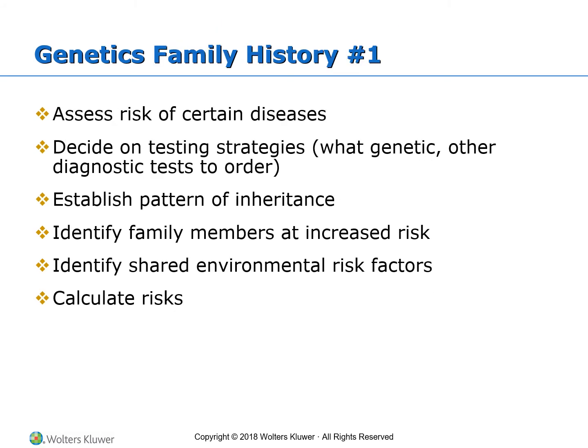As far as getting a family history, look at specific diseases that are inherited or genetic. The first thing you want to do is get a history. So that's the first step. Get your history, assess for the risk, and then what type of testing strategies are there?